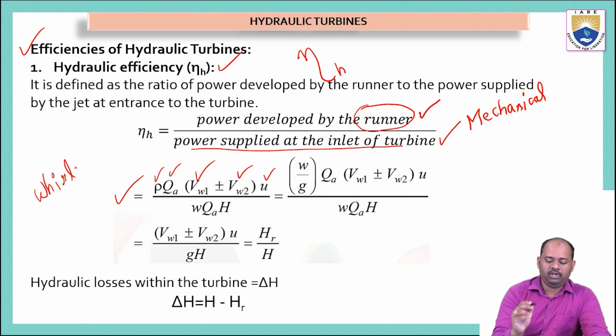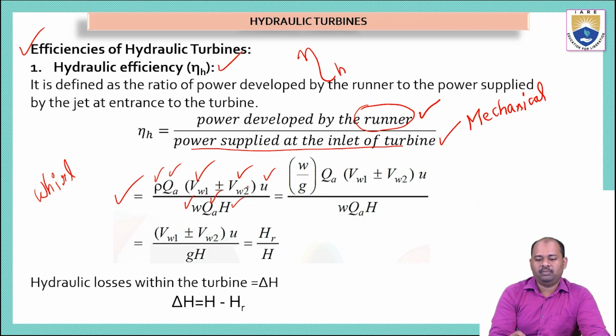Whirl velocity at the inlet, and VW2 is the whirl velocity at the outlet. We will try to understand all these things in the coming slides. As of now, we will see the formula for efficiency. Small u stands for velocity of the water, small w is the weight of the water, Q is the discharge of the water, and H is the head of the water.